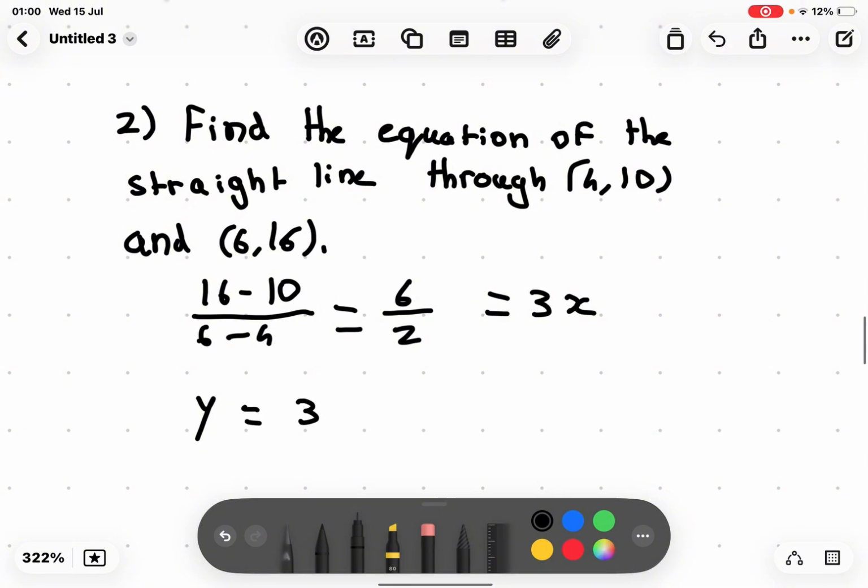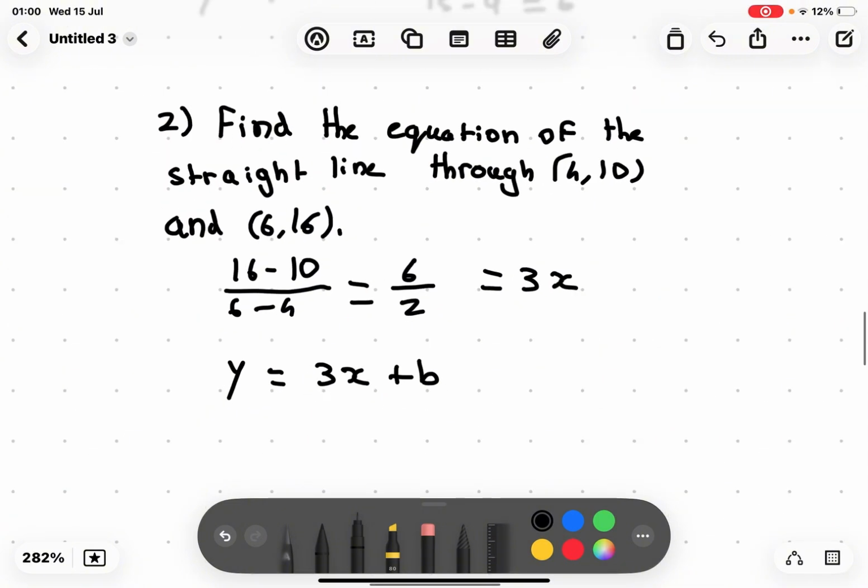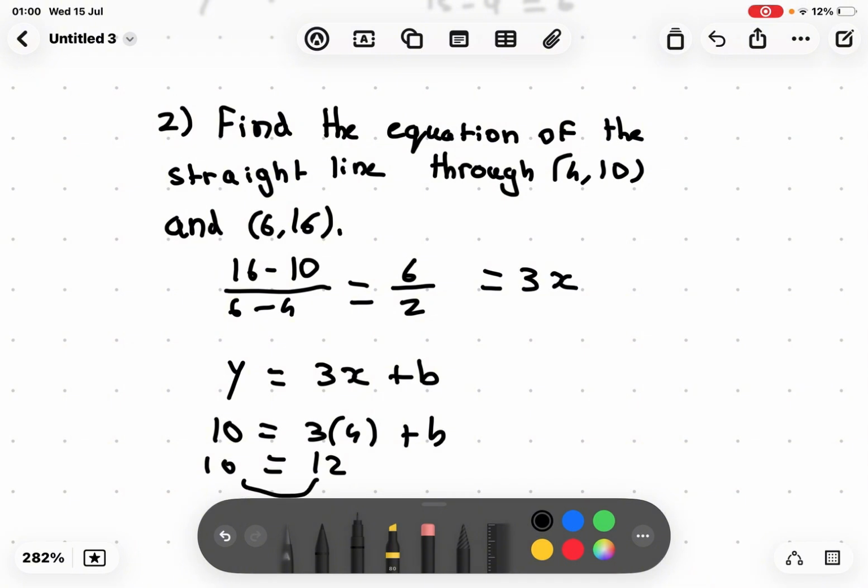To find the y-intercept, it's very easy. We can just use one of the points. So 10 is the y, 3 times 4 plus b, so 12 plus b equals 10, and we want b on its own, so we move the 12 over and we get minus 2 equals b. So this would be the equation.